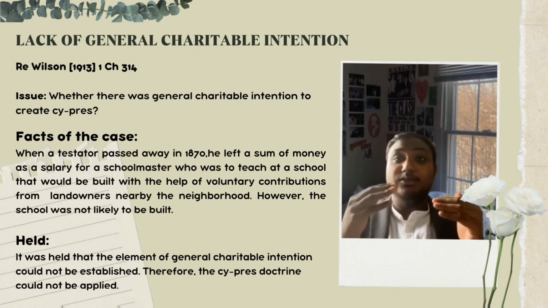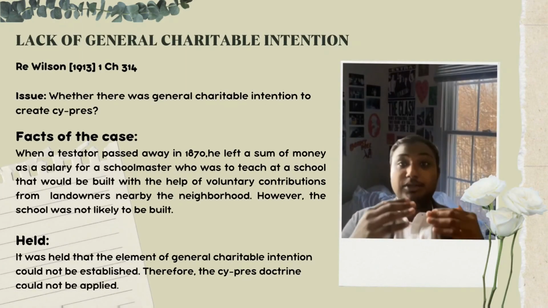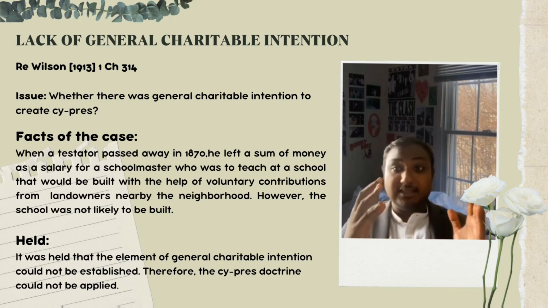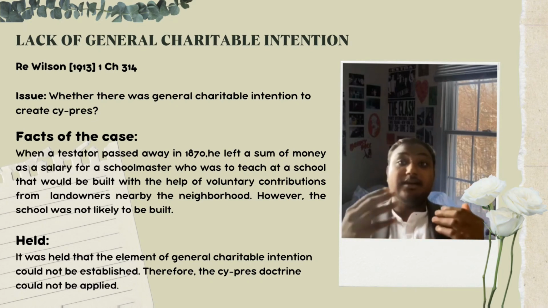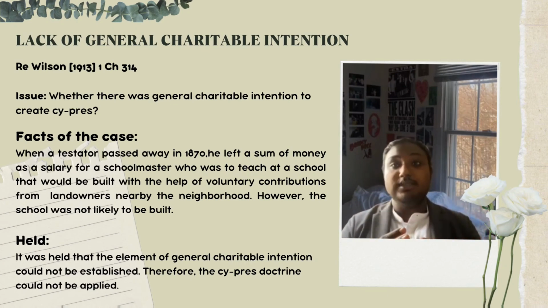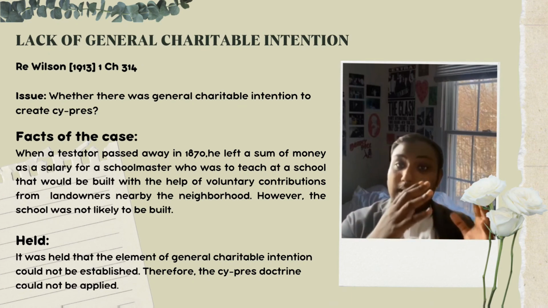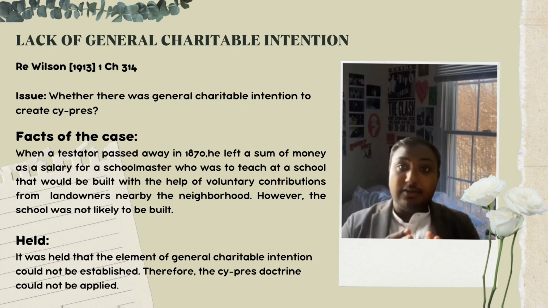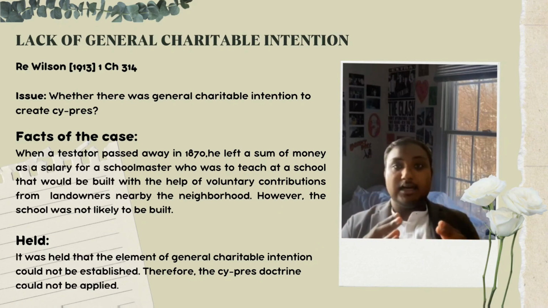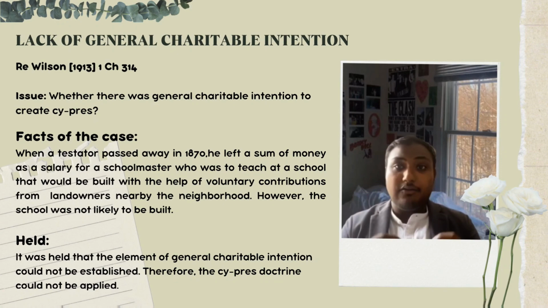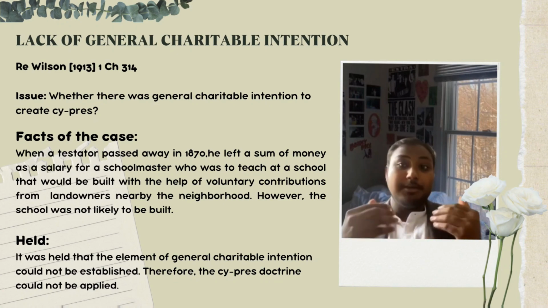Next, we shall look into the situation in which there is lack of general charitable intention. One of the landmark cases that we can look into is the case of Rymer, in which a testator who passed away in 1870 left a sum of money as a salary for a schoolmaster who is to teach at a school that will be built with the help of voluntary contributions from landowners in the neighborhood. However, the school was not likely to be built. Therefore, it was held that the element of general charitable intention could not be established, and therefore the Cy-pres doctrine could not be applied.